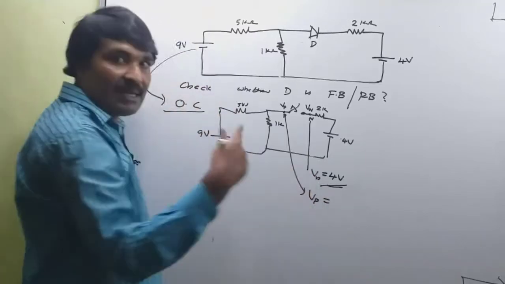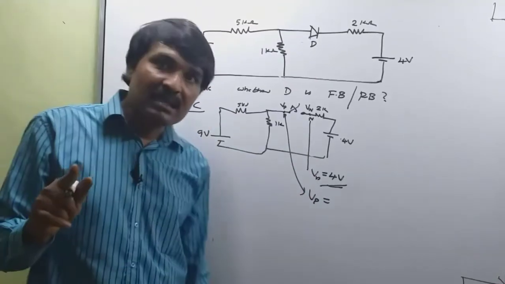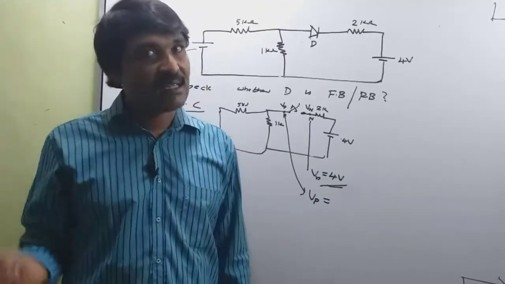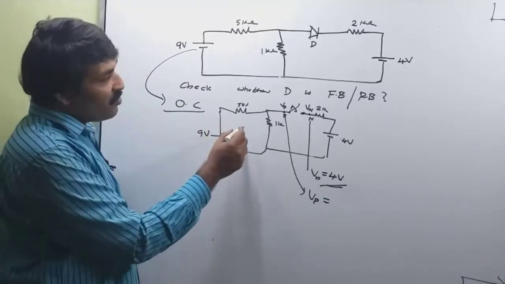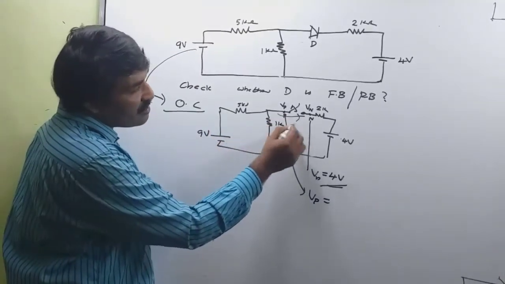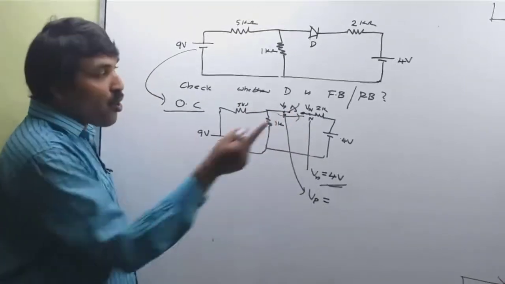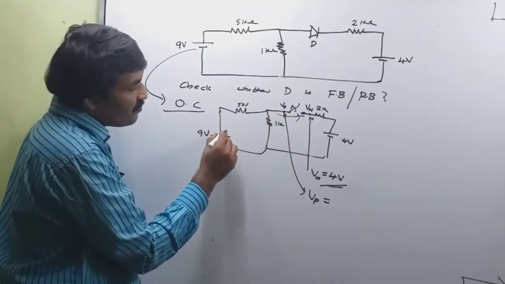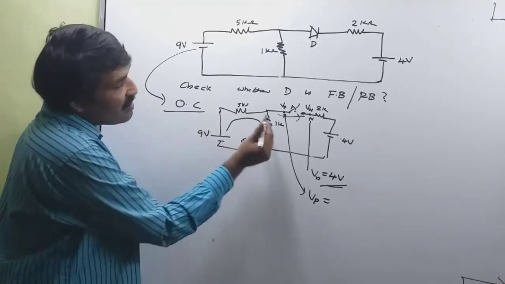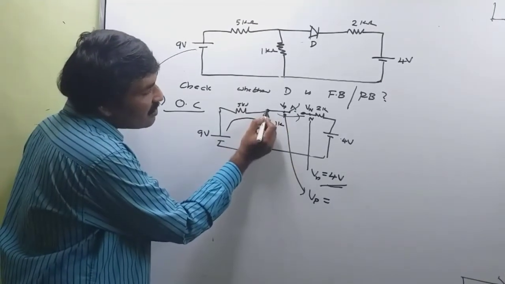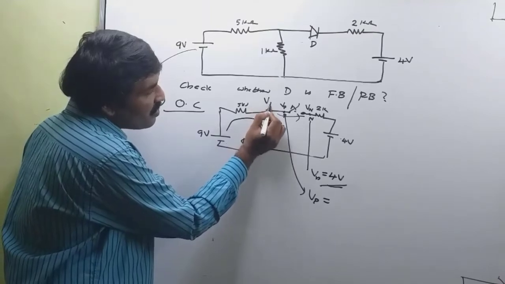If Vp is greater than Vn, then that implies the diode is forward biased. Otherwise, the diode becomes reverse biased. Now let us check. No current will flow through the circuit if the switch is open. So when it conducts, the current will flow through the circuit. Then the voltage across this point is the voltage at P, that is Vp.